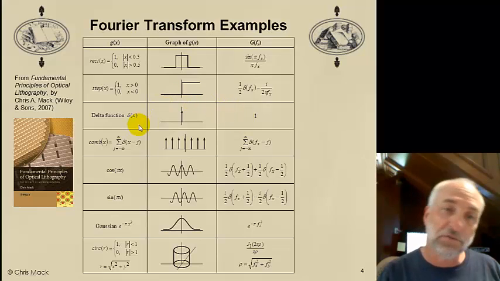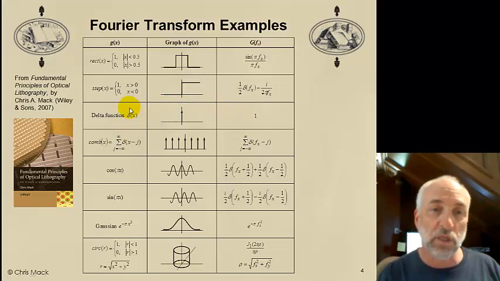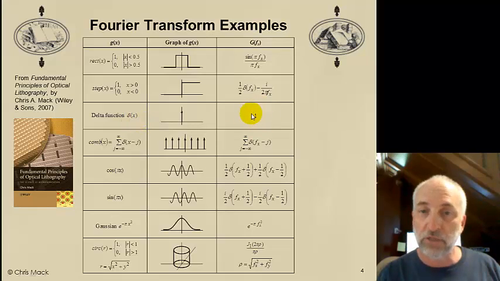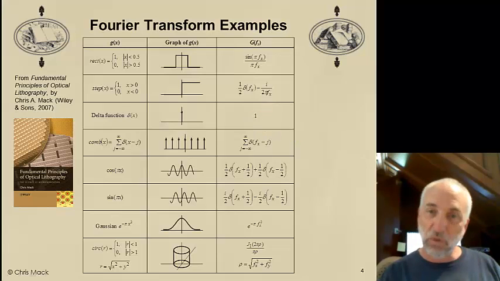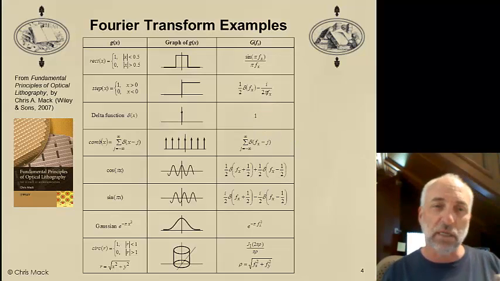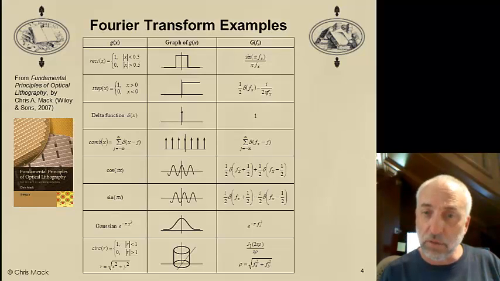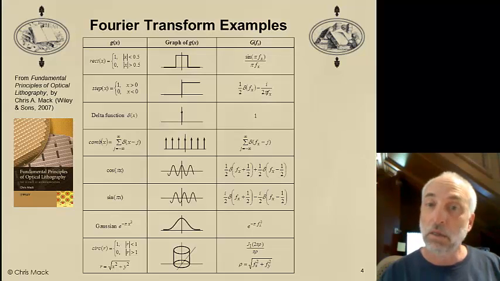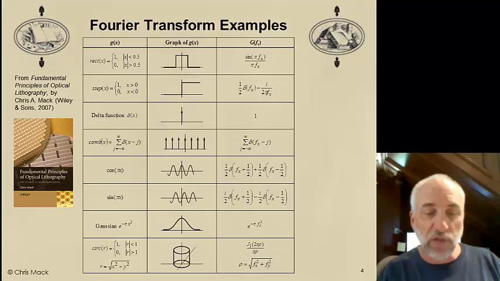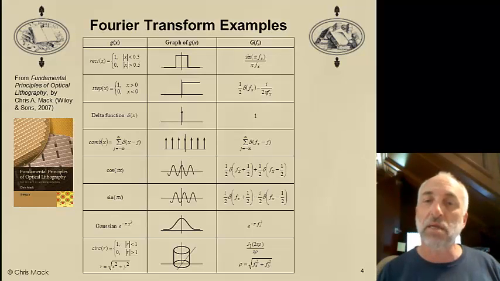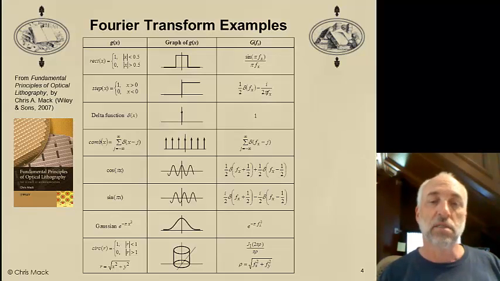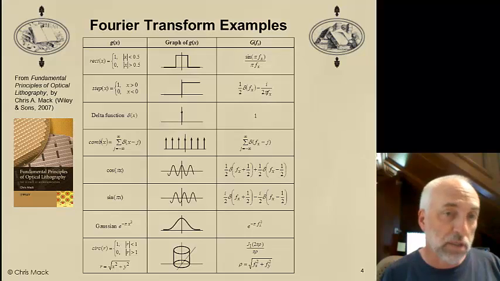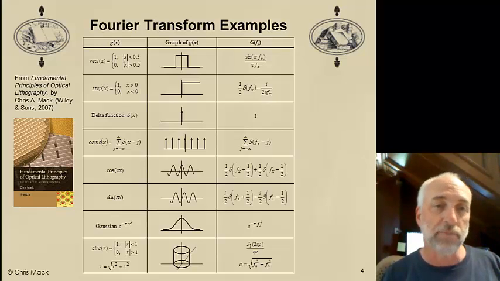This is called a Fourier transform pair because you can go back and forth between them. A delta function has a Fourier transform of just 1. That makes it very easy. But what is 1 from the perspective of light? A delta function is a point. What does 1 mean? 1 means it's unit amplitude light that's the same everywhere. Well, that's called a plane wave. I have the same amplitude of light everywhere on the xy plane. That would be a normally incident plane wave. And on and on. This table, in fact, comes from my textbook, Fundamental Principles of Optical Lithography.